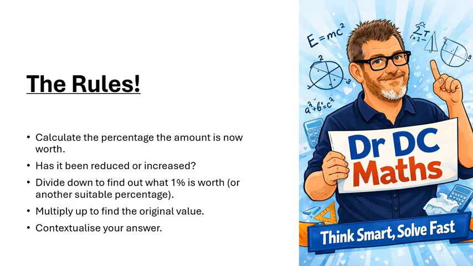We then contextualize our answer. So all what we did before was about money, so original values, how much you invested, etc. You might get something about weight. You might get something to do with height, etc. You contextualize whatever your answer is based on the scenario. Following these rules, fairly quick, fairly easy. We just have to remember those things to do. Remember, think smart, solve fast.